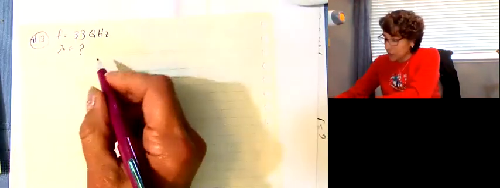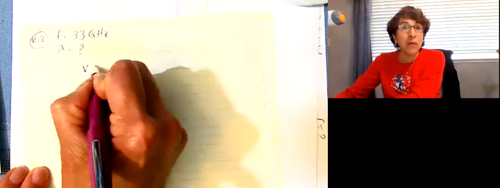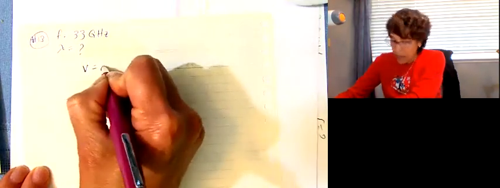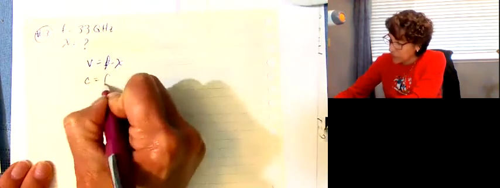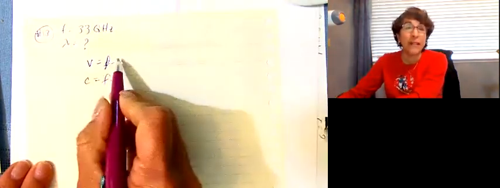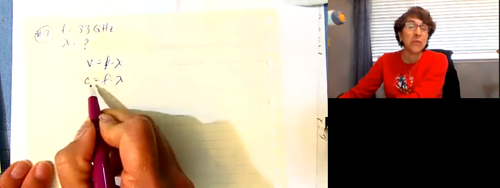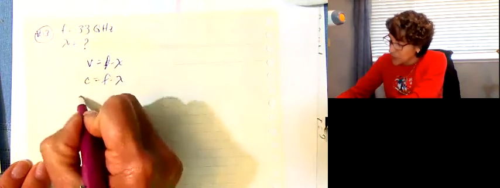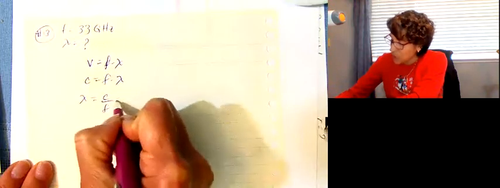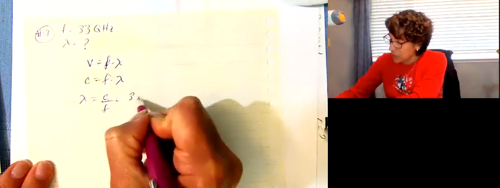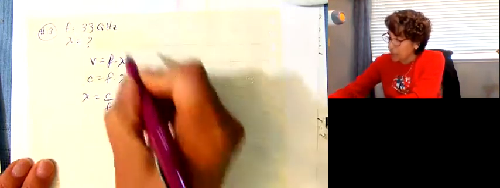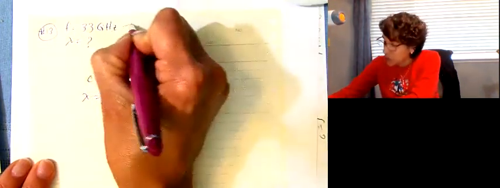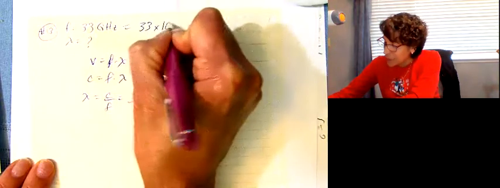Okay, so again, I always go back to v is frequency times lambda, but oh yeah, that's right, it's c equals frequency times lambda. See, I only know one. That's the only one I need to know, and then I can replace v by c. So we want to know what lambda is. Lambda is c over f. c is 3 times 10 to the 8th, although I know it's 3.00, meters per second, and I got 33 gigahertz. So this is really equal to 33 times 10 to the 9th hertz.